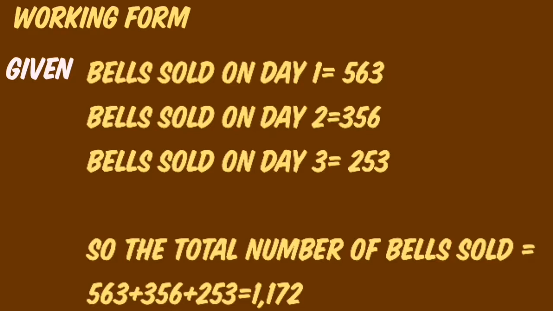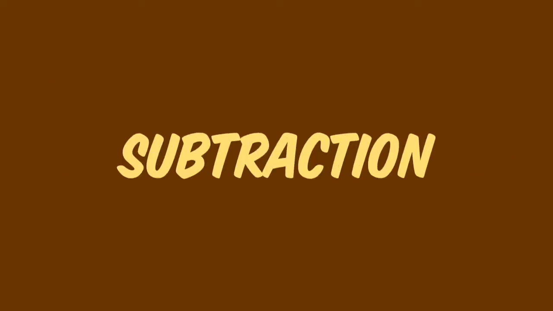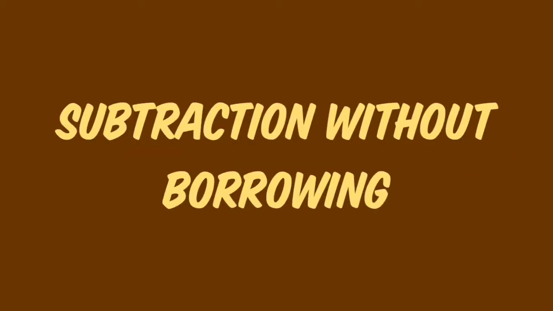Addition. 563 plus 356 plus 253 is equal to 1172 bells. So he sold 1172 bells in total. Next topic is subtraction. In that, subtraction without borrowing.